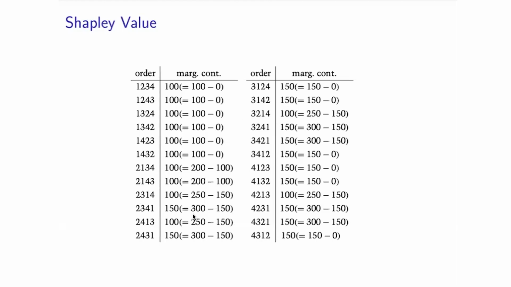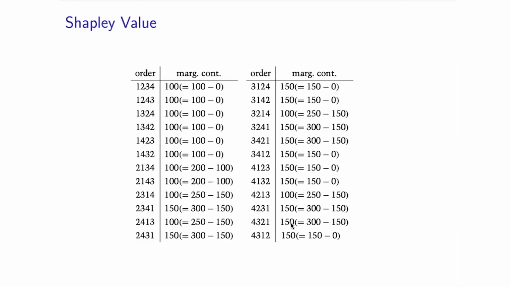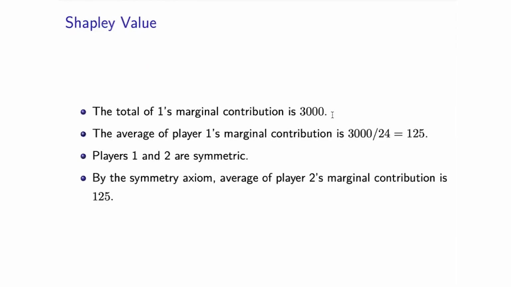So you can similarly look at all of these different cases that are out there. And then after looking at the marginal contribution for each of the different orders, what you can do is add up all these cases, right? If you do the addition, which will just involve a bit of calculation, the total of these 24 different numbers is going to add up to 3000, right? So then what is the average of player one's marginal contribution? This is 3000 divided by 24. Why 24? Because remember, there are 4 factorial ways of getting the order. So therefore, this is 125, right?